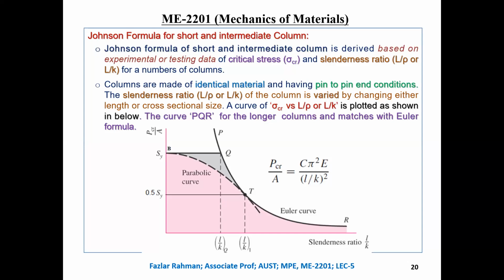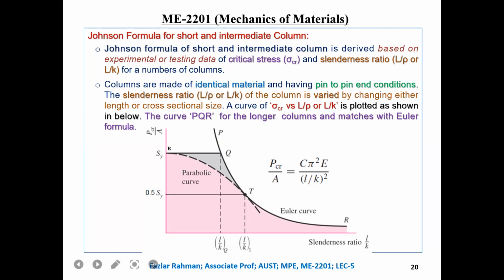So we derive the formula called the Johnson formula for short and intermediate columns. Mr. Johnson is the name of a scientist, an academician. What he did was take a series of columns made of the same material with different lengths, and then test in the lab how those columns take the load.